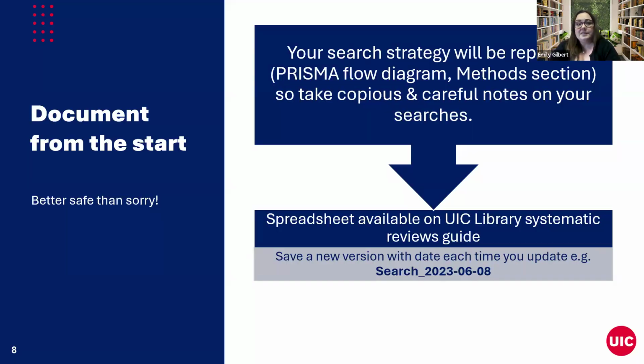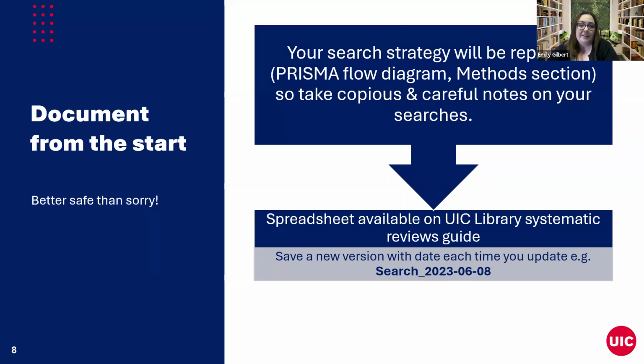So with all of these considerations, it is a good idea to document from the beginning. For one thing, your search strategy is going to be recorded as part of your final product in the PRISMA diagram, and also written about in the methods section of your paper. And if you have something that got changed in the search, you have to be prepared to answer questions about that from the reviewers when you actually write the paper. So it is a good idea to take lots and lots of notes on your searches.